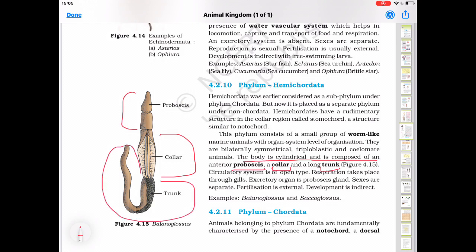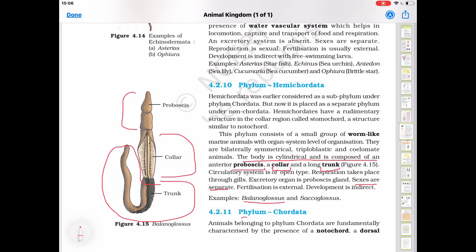Circulatory system is of open type, that is, blood vessels are not present. Respiration takes place through gills. Excretory organ is proboscis, the front part which is present on the anterior part. Sexes are separate, that is, male and female are separate. Fertilization is external, outside the female body, and development is indirect, that is, some larval stage is present. Example is Balanoglossus.